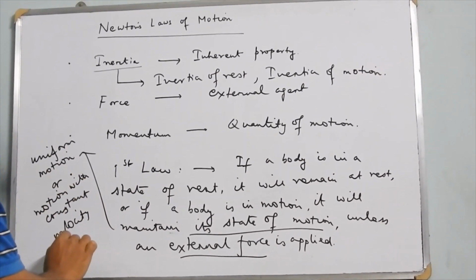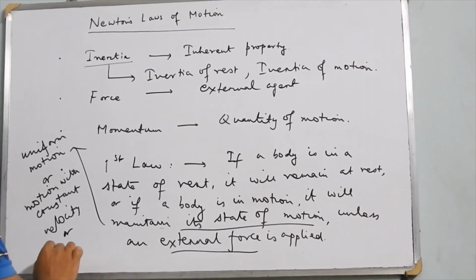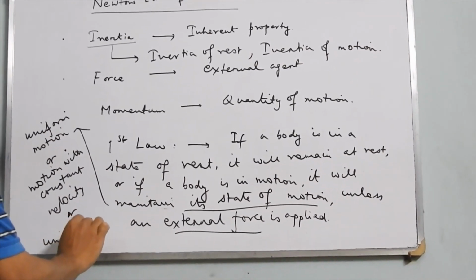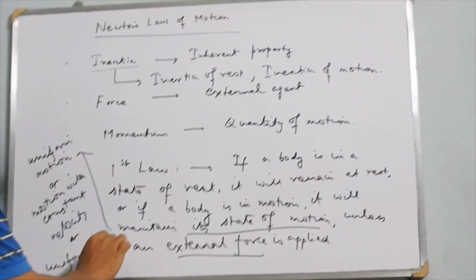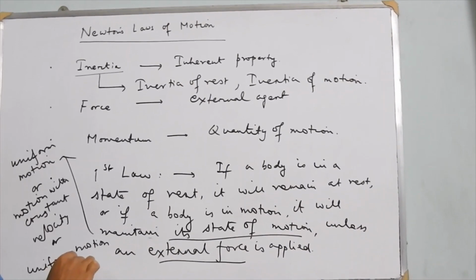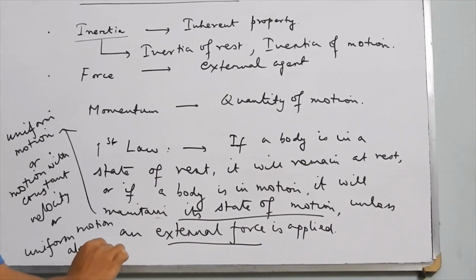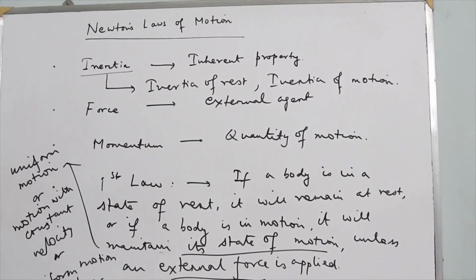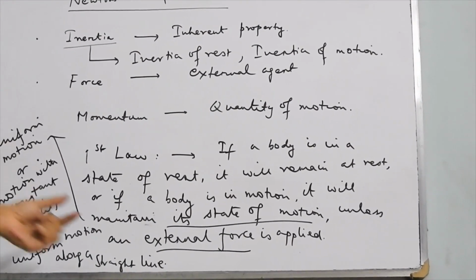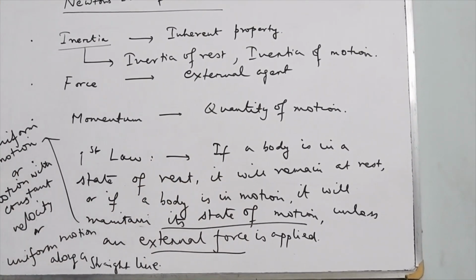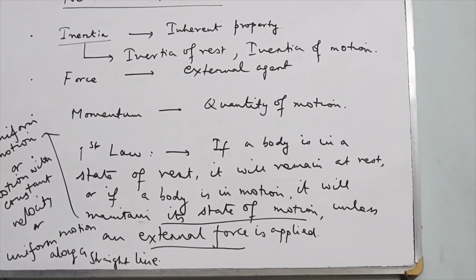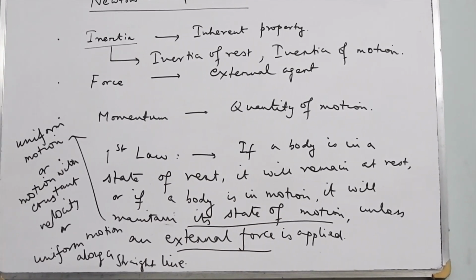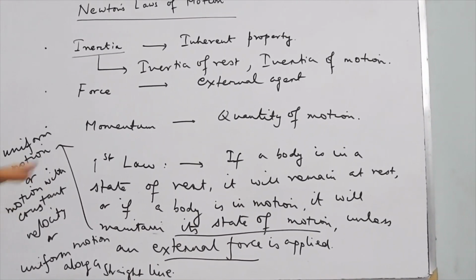Or you can say that it is uniform motion along a straight line. Uniform motion along a straight line. Now this is extremely important to realize. The body will maintain its state of motion, which means that it will remain in a uniform motion along a straight line unless an external force is applied.